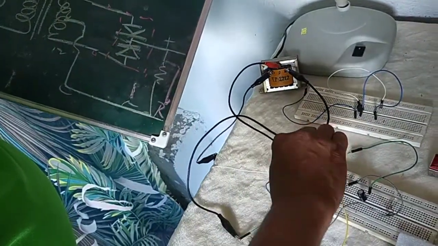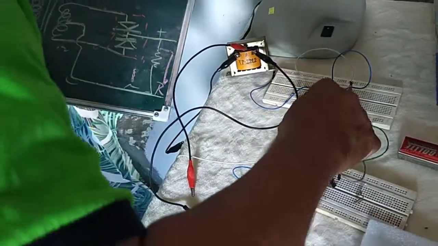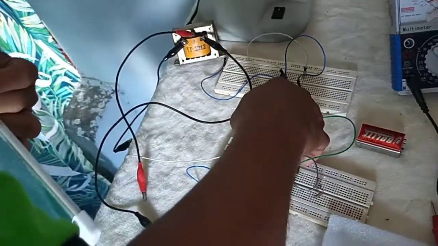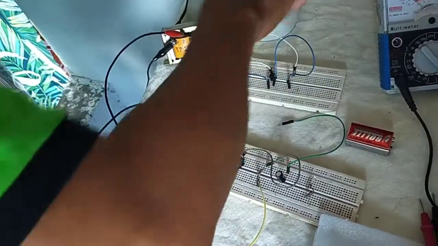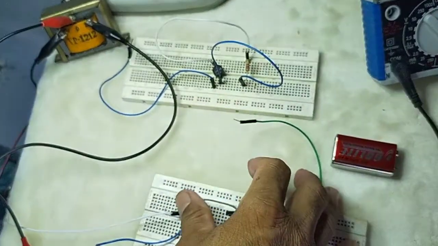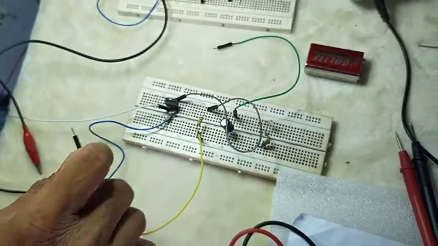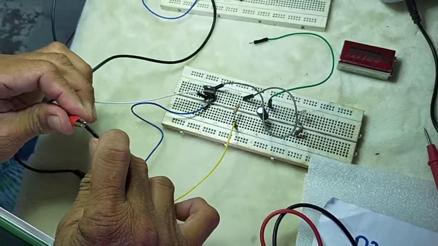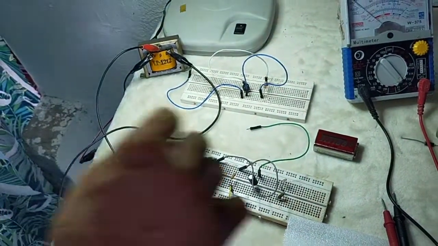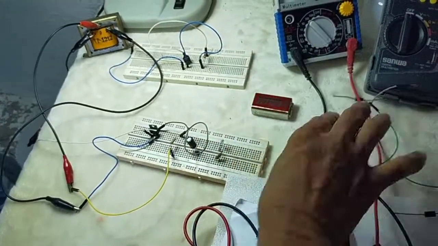So, meaning to say, this is connected to the center. Not here, this is connected here. Center of this dual rectifier diode. Then the other terminal is connected here. Okay, there is no capacitor yet, only the resistor.